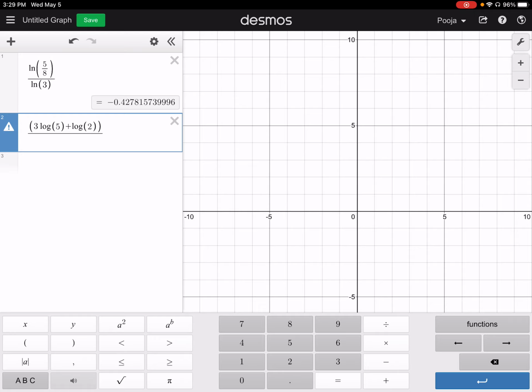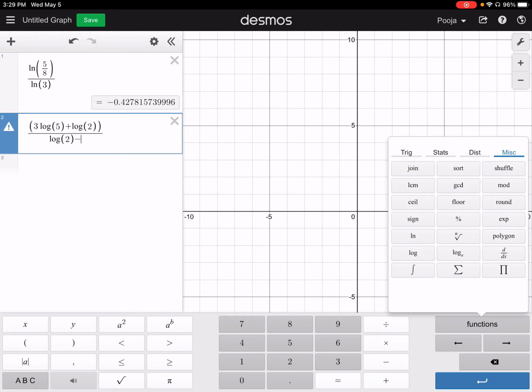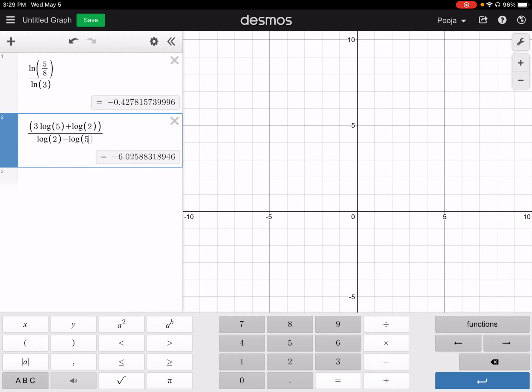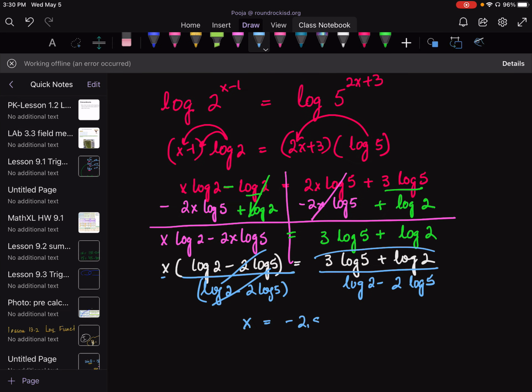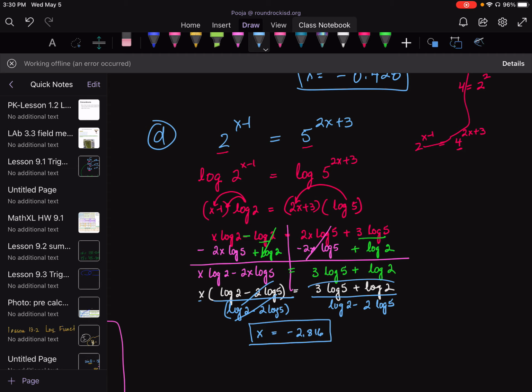Divided by, making sure it takes it correctly, log of 2. Then we had minus 2 log 5 in the denominator. Oh, I forgot the 2. There was a 2 here. 2 log 5. Close parentheses. There we go. So it's negative 2.186. X must equal negative 2.816. Oof, I know that was quite a lot of work. But hopefully the concept is somewhat getting there.